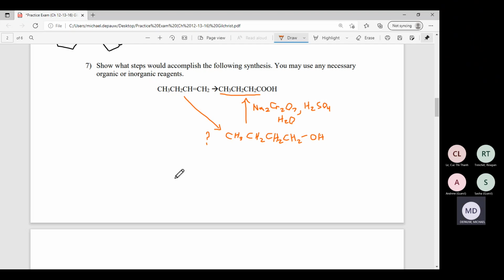So then let me ask you, is there a reagent that would directly convert that 1-butene to 1-butanol? What do you think?